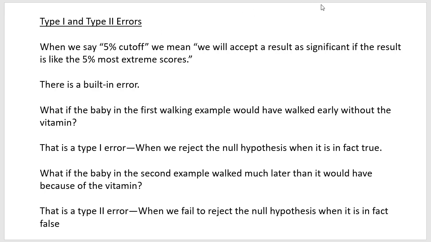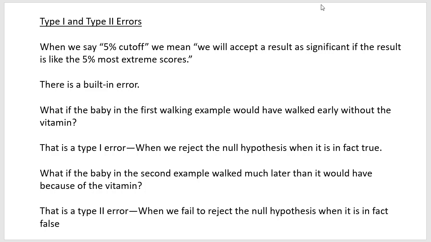Now, I've talked a little bit about how there is some error built into doing statistics. And what I mean by that is that there are some times where we can make a mistake by making a decision. We call that error. We use a 5% cutoff, and what we mean when we say that is that we're going to accept a result as significant if the result is like the 5% most extreme scores, or if our result occurs less than 5% based on a comparison distribution. There is some built-in error there.